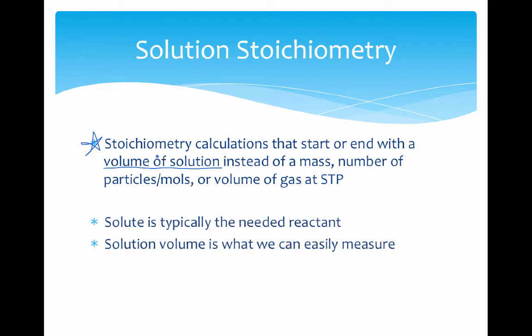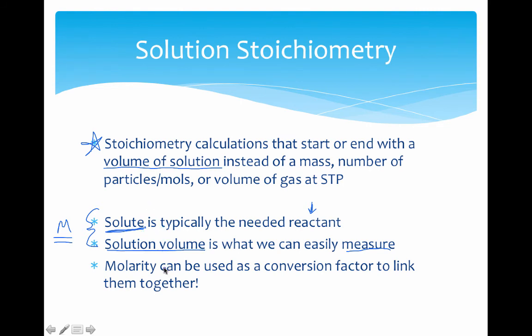When we're doing solution stoichiometry problems, it's typically the solute we're interested in. That's the actual reactant that's going to be reacting with our other chemicals to produce a certain quantity of product. However, what we can measure is actually the volume of the solution. So what we need is a conversion factor that links the two of these together, and that's going to be our molarity. It's moles of solute per volume of solution, and that's exactly what we're talking about down here. The molarity can be used as a conversion factor to link these two quantities together: what we can measure versus what we need to know for the stoichiometry problem.